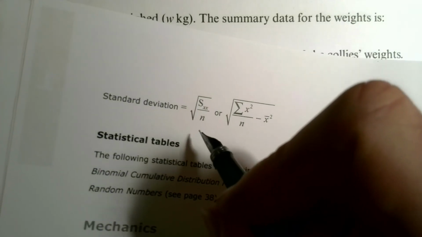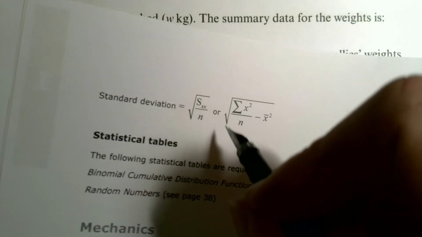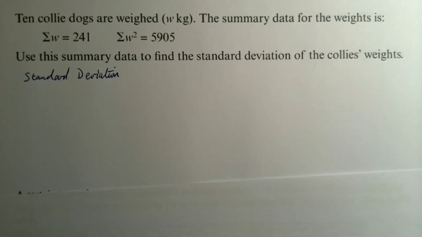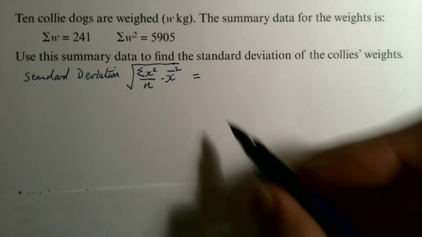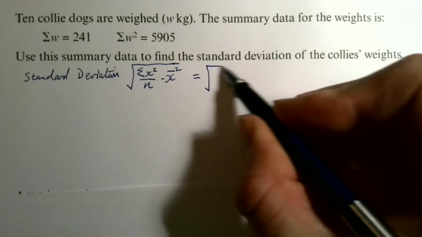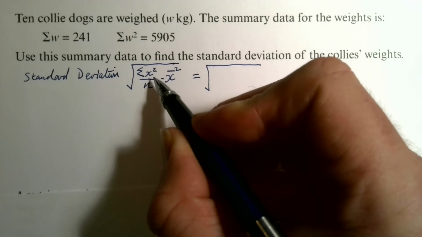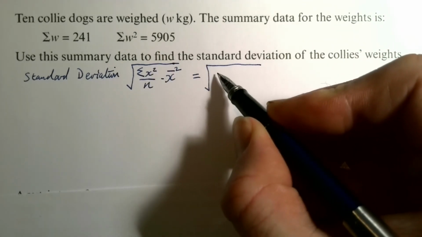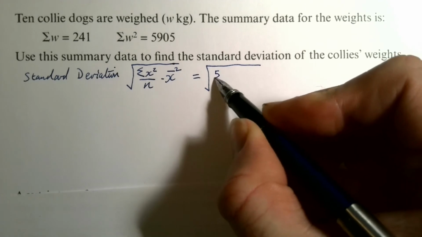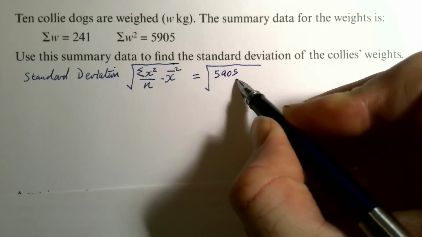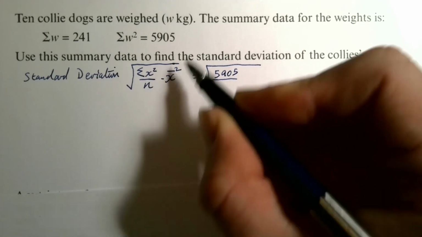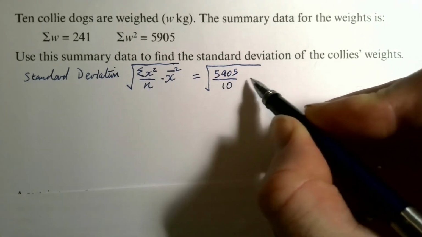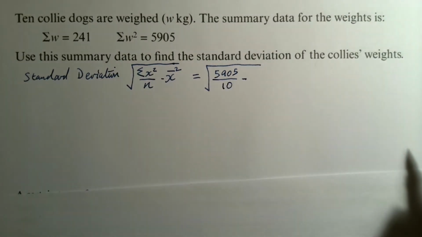You can do this one if you look back at the other page, but you can do it all from here. And you may think, well, I'm not so sure that you can. I mean, you may think, oh yes, I've got the sum of the W squareds. The weight squared of the 10 dogs is 5,905. I divide that by the number of dogs we've got, which is 10. Then I'm going to be taking away the mean squared.